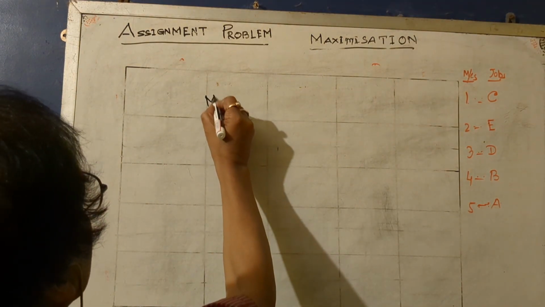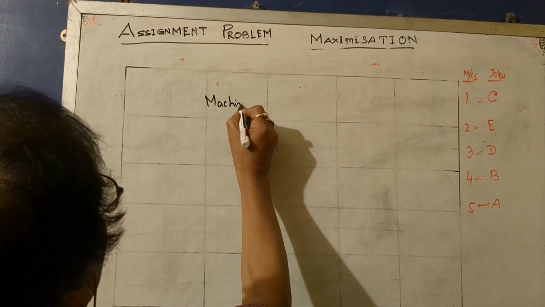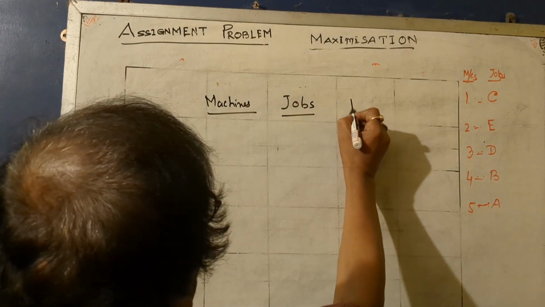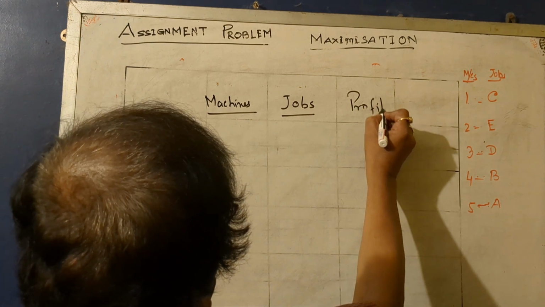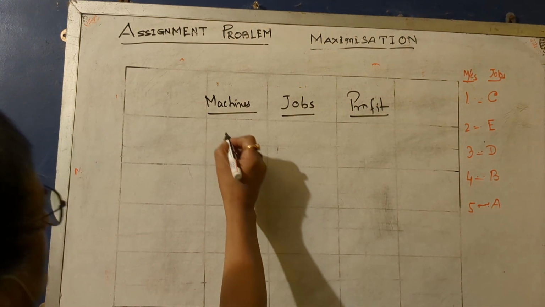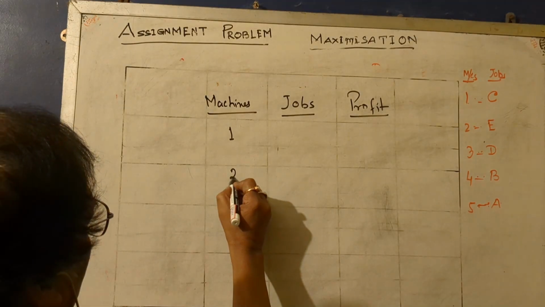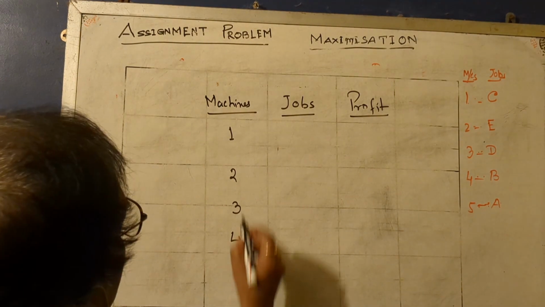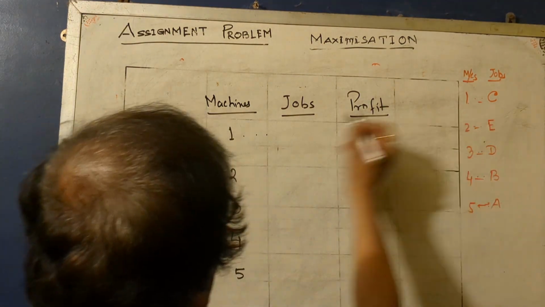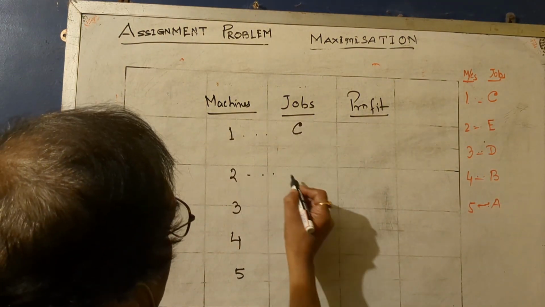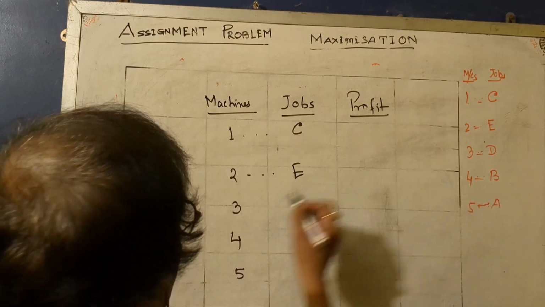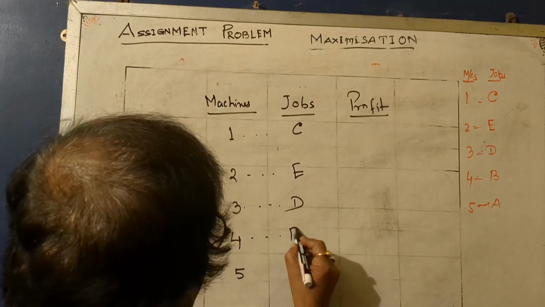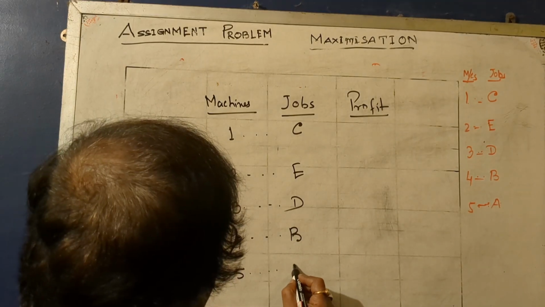Machines, and jobs, and profit figure. This is your final answer. Machines 1, 2, 3, 4, and 5. The first machine is to be allocated with job C. The second machine is to be allocated with job E. And this is D. And this is for B. And finally for the fifth, A.